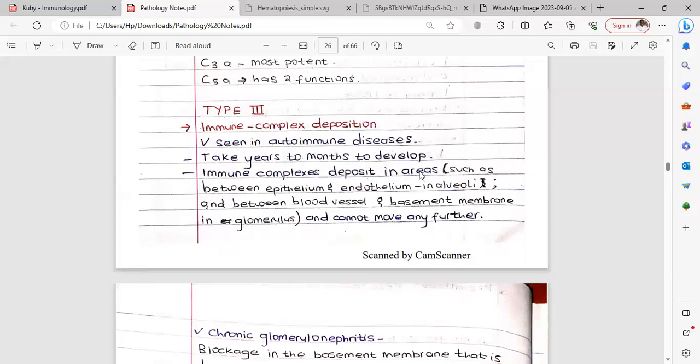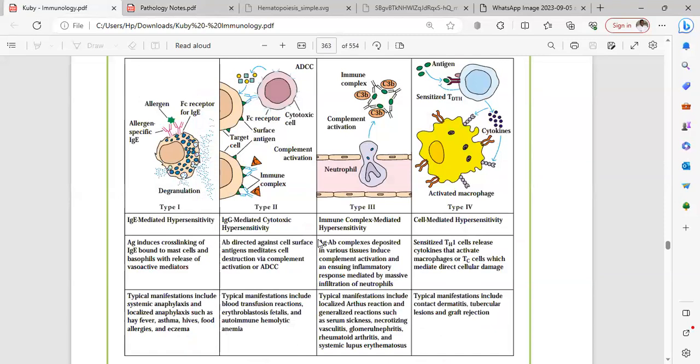Some take years to months to develop. So for this one, there's a formation of the antigen antibody complexes, and then these complexes get deposited in various tissues, which may lead to activation of the complement system. And then once you activate the complement system, it will lead to inflammatory responses that are usually mediated with infiltration of neutrophils.